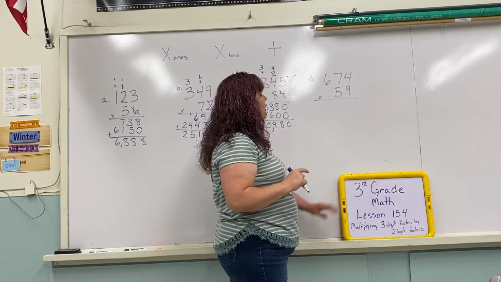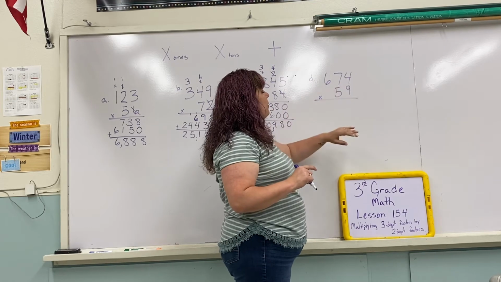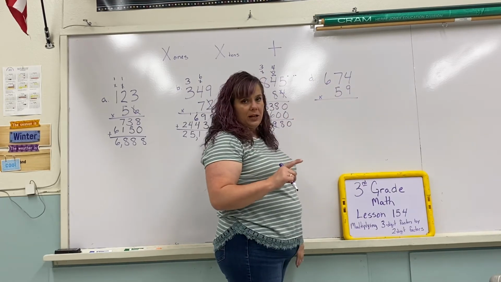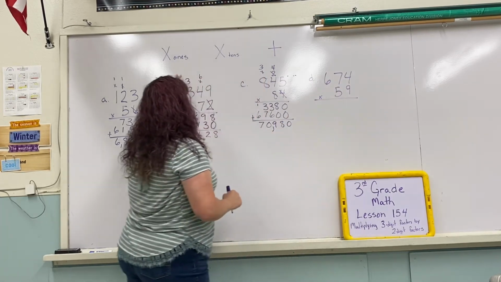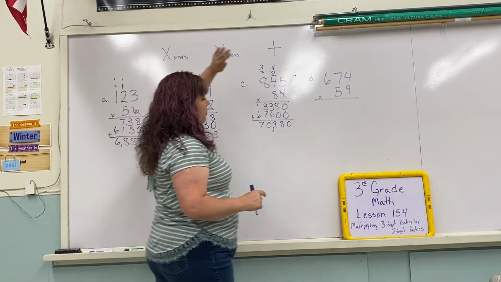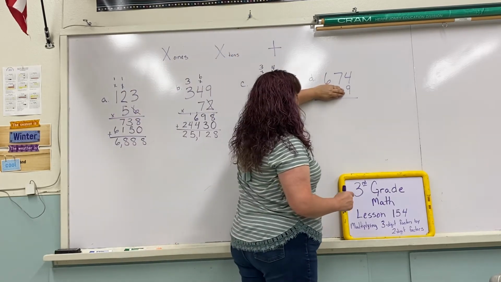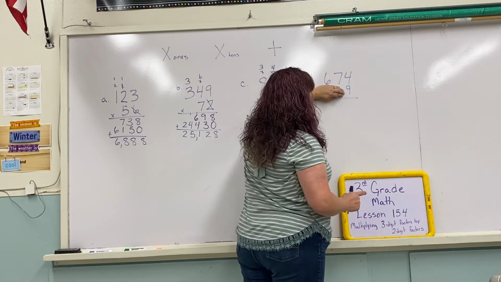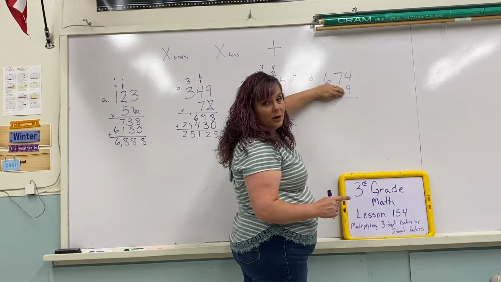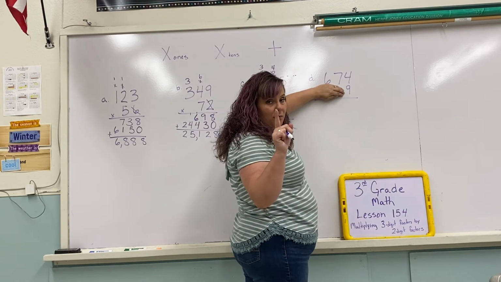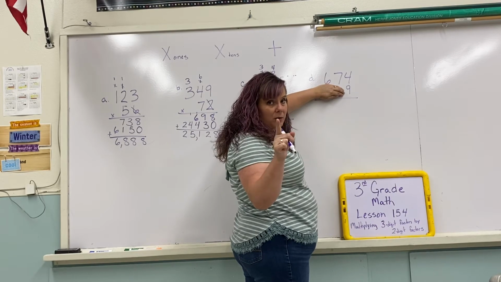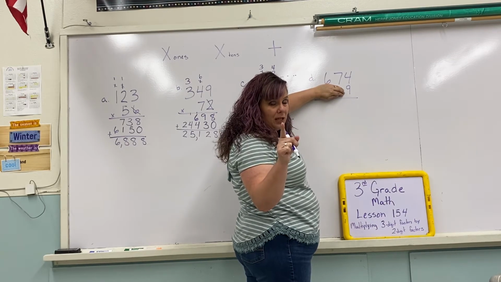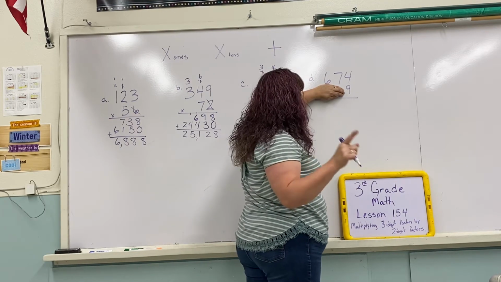Okay, D, we have 674 times 59. Remember, our very first step is multiplying the ones. So we're going to cover up the tens and multiply the ones. Oh, we got a 9 in the ones. This is really going to test our mental capacity. You might want to pause me and get your number multiplication sheet if you haven't already.